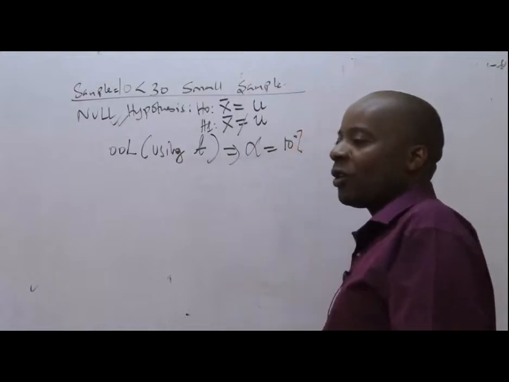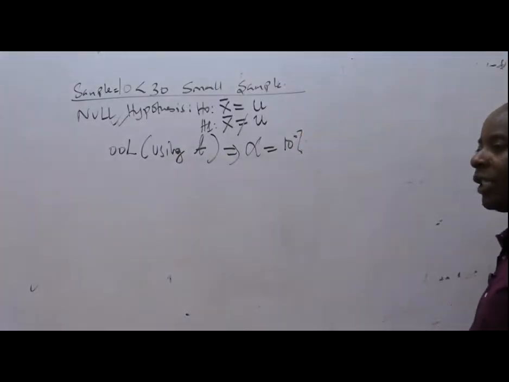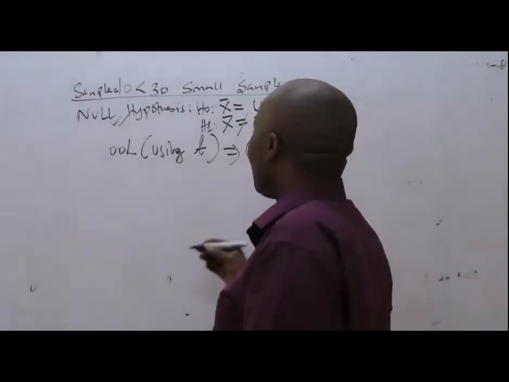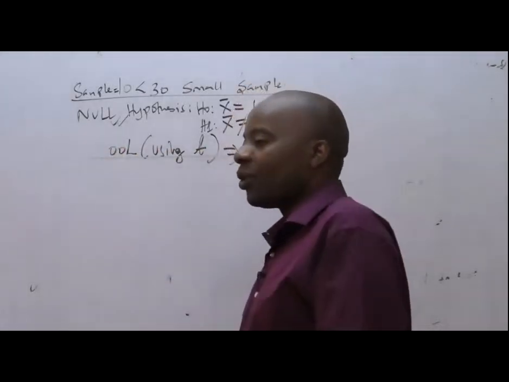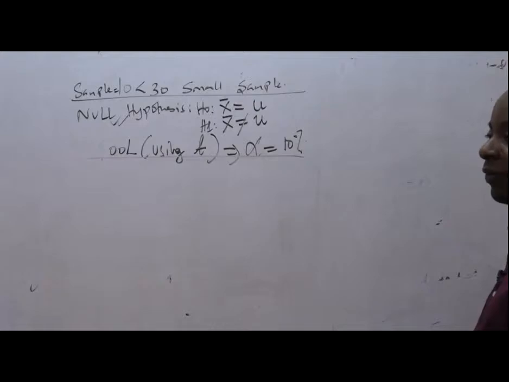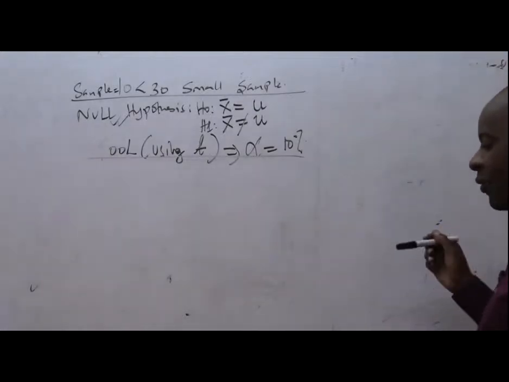10% alpha level. 10% significance level. So alpha equals who? Alpha equals 10%. Here they haven't given us one, we are just assuming. Simply say assumed. Alpha is 10%.